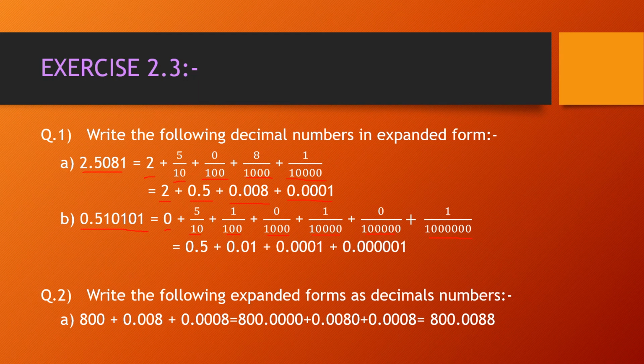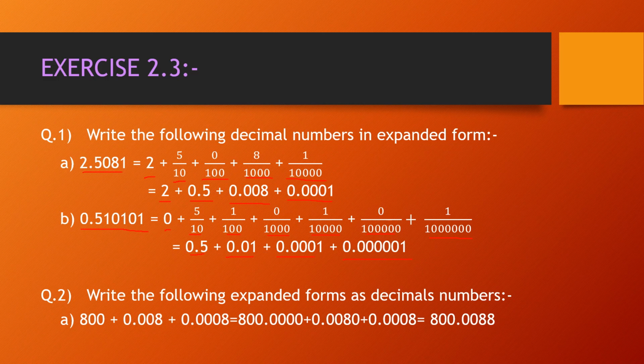Now I'll convert these fractions into decimals. 0, no need to write over here. So 5 upon 10 means 0.5. Then 1 upon 100 means 0.01. 0 upon 1000, again no need to write this number. So 1 upon 10,000, we can write 0.0001, right? Then 0 upon 1 lakh, again this number should not be written. Next number is 1 upon 10 lakh, so that number we write like this, 0.000001.